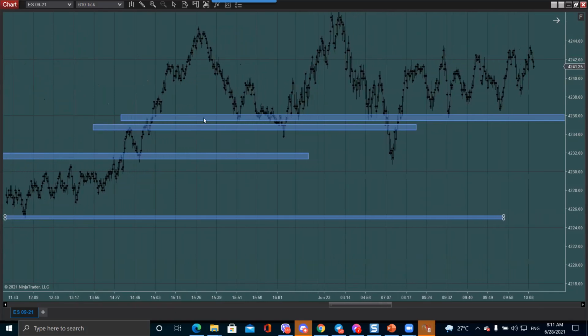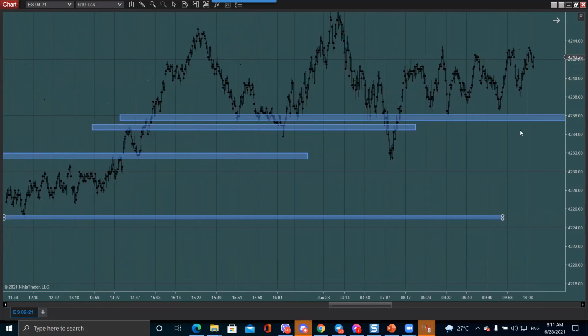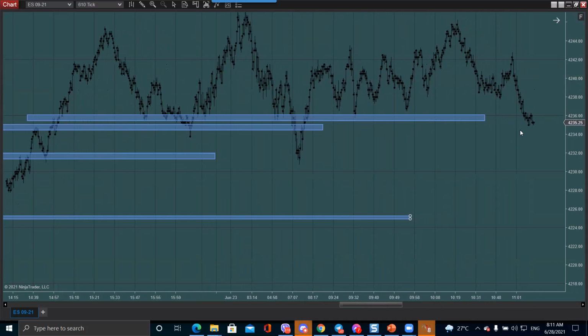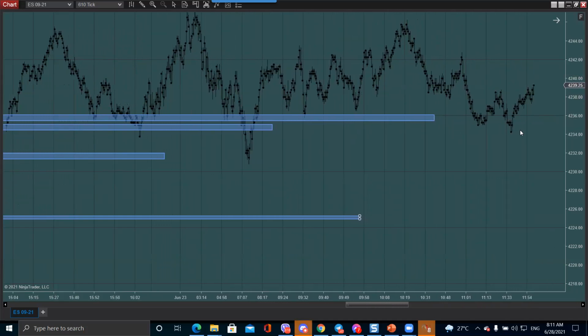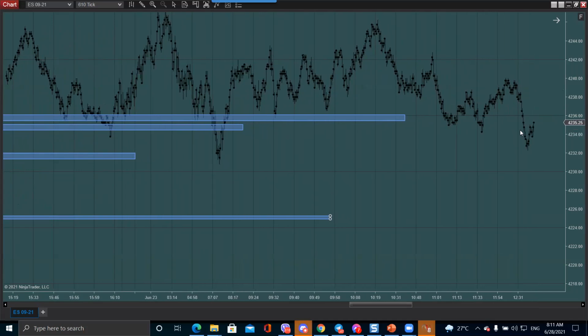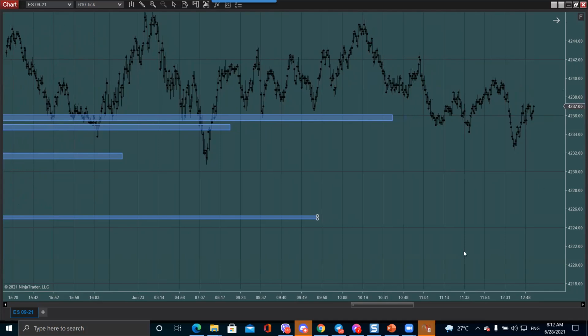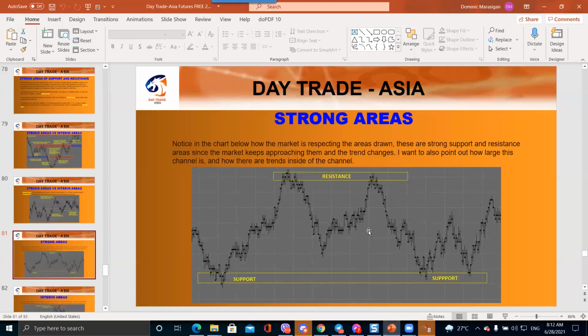Yeah, because this is creating a support area right here where it's not passing it. As you can see, it tested it so many times, so you're going to test again. And then what does it do? It goes back up and it finally broke, right? So that's when we talk about support and resistance, that's what we talk about.